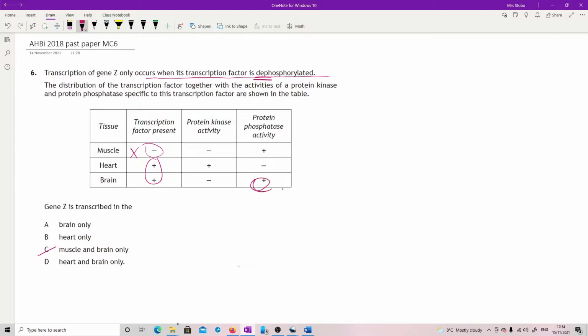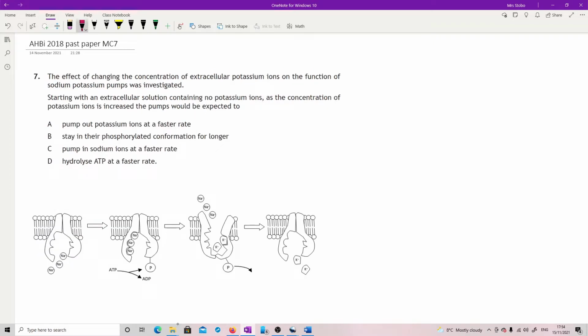Hence, it is the brain, and so E. Okay, another sodium-potassium pump question. So again, I've gone and got the picture just to help. Okay, so this is our internal, and here is our external.